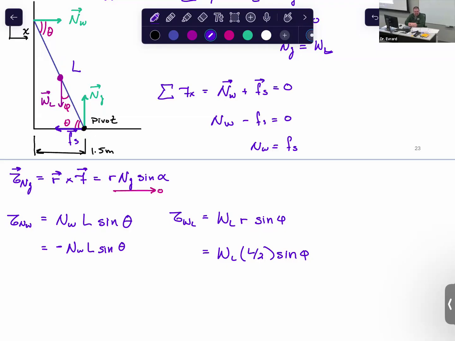Because the force of gravity is going down. Imagine there was no wall there, the ladder is going to fall in a counterclockwise motion due to the weight.